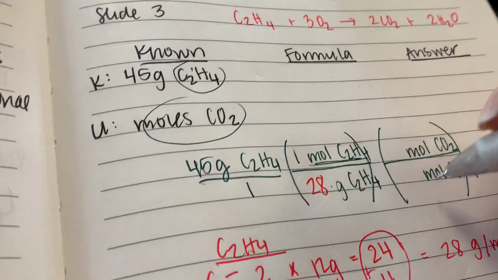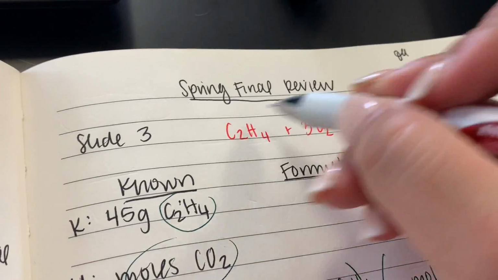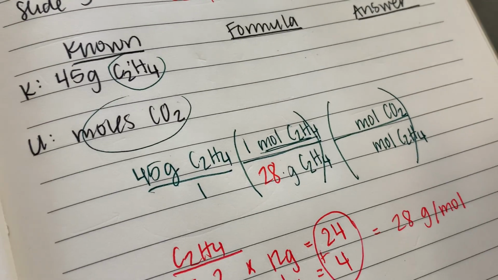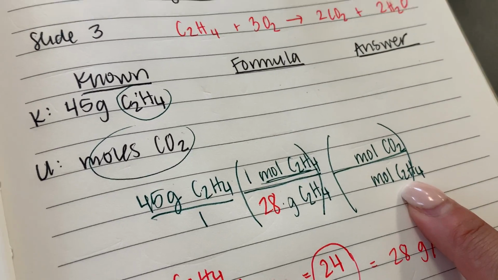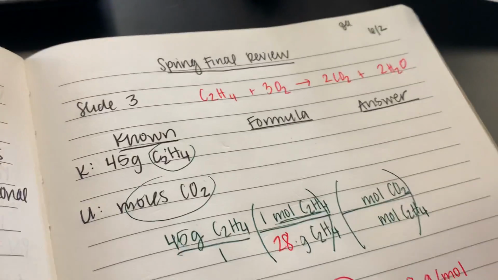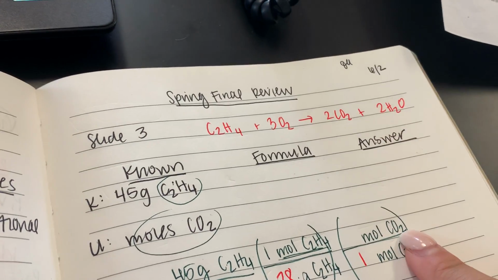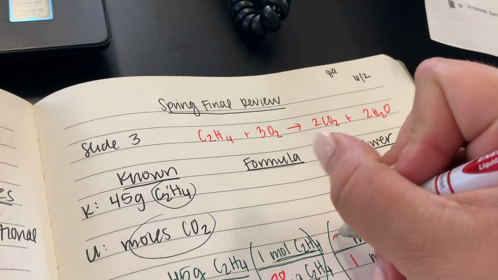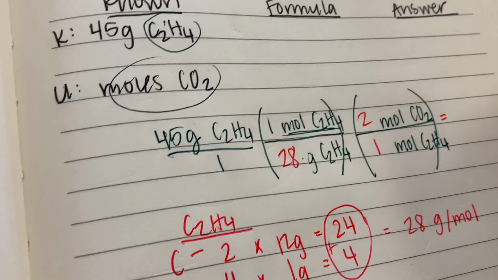Now, where do I get these numbers from? That's where we have to use the coefficients, the big numbers in front, from the chemical reaction. So I'm going to look for C2H4. What's the number in front? Even though there's nothing there, how many are there? 1. Look for CO2. What's the number in front? 2.